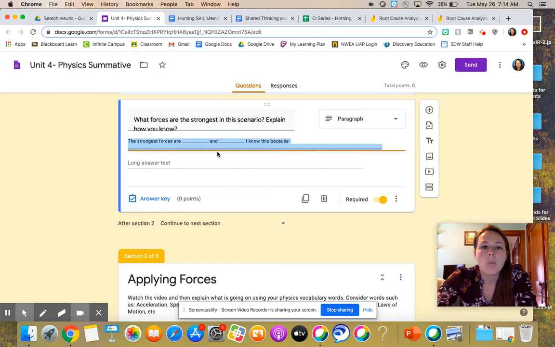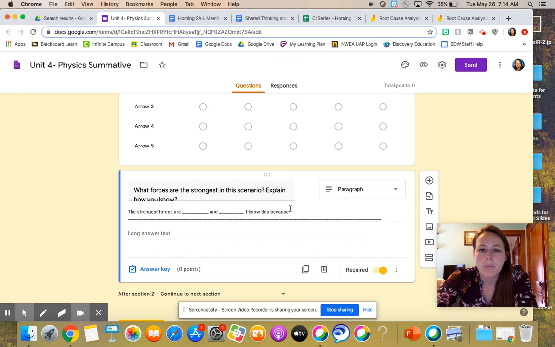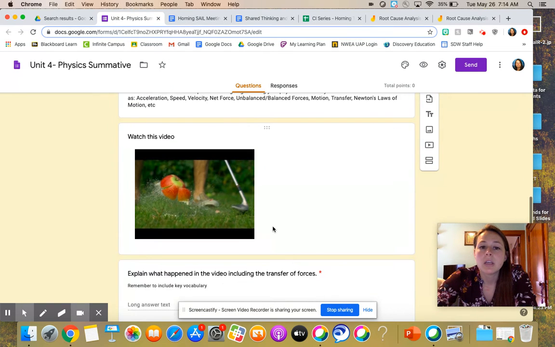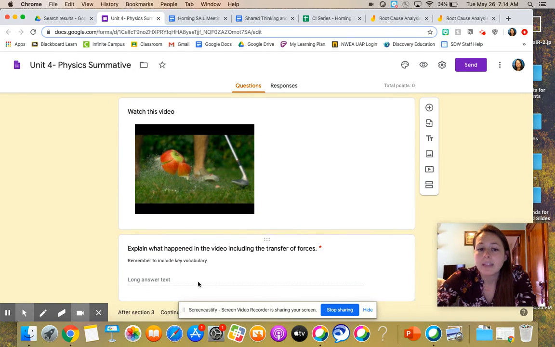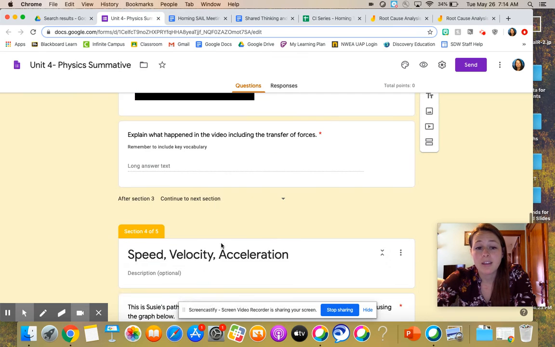And then what are the strongest forces in this scenario? I am referring to this scenario up here, and then explain how you know it. So there's a sentence stem here. You can just type your answer right on it. Next part, you're going to watch the video and then explain what happened in the video. Make sure you're using that key vocabulary. This was really, really similar to the GIFs that we've done, which most everyone who's turned it in has done a fantastic job. You guys are really rocking it.